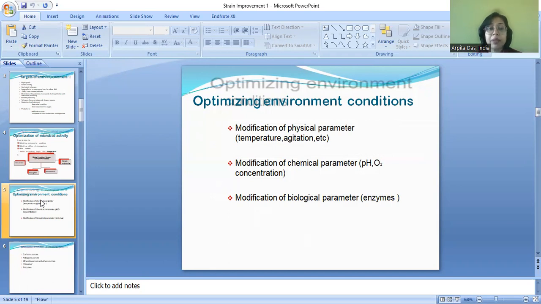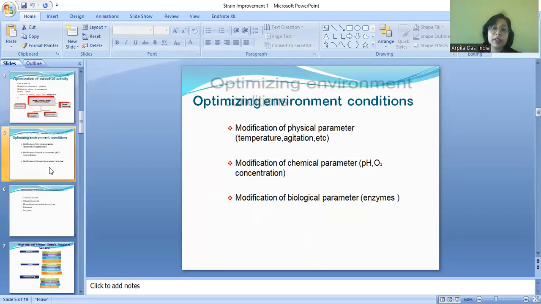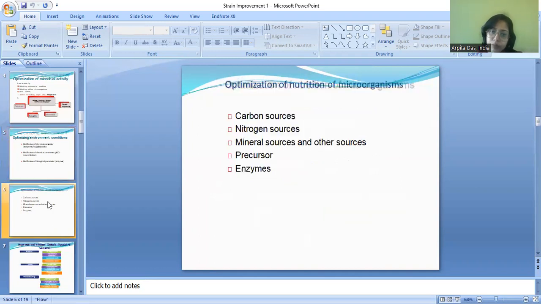Some biological parameters like enzymes, addition of enzyme, how much amount of enzyme has to be added over there, that has to also be taken care of. So these are the different aspects where we are supposed to optimize the environmental condition for the microbes to grow. And this comes under strain improvement. So in this session, we are talking about strain improvement initially.